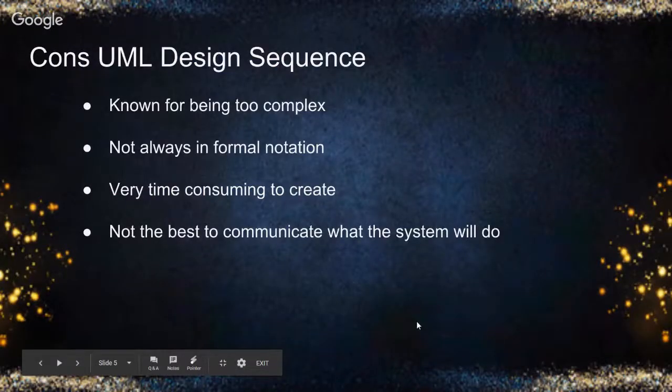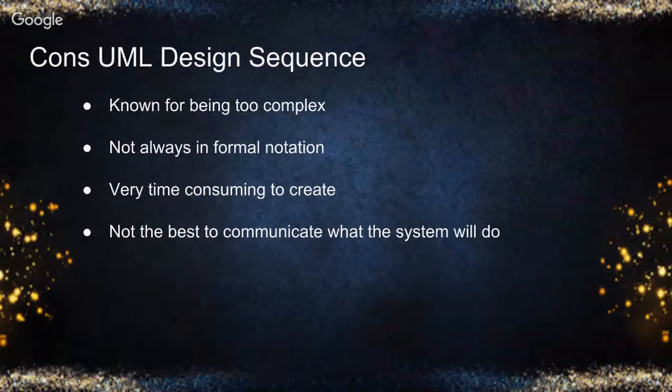Some of the cons, however, for using UML design sequence include the fact that it is a very complex and large system. It's not always going to be easy for someone to understand right off the bat. UML and design sequences are very complex to build, which means that it's not always in the formal notation. This means that it's not necessary for all of your projects. Because it's very complex and very large, you don't need it for very small projects. However, it can help in larger and more complex projects in themselves.